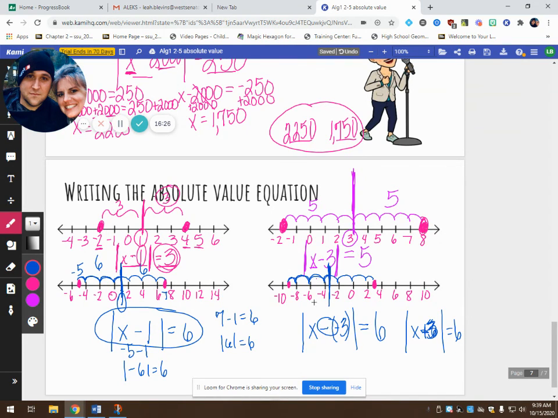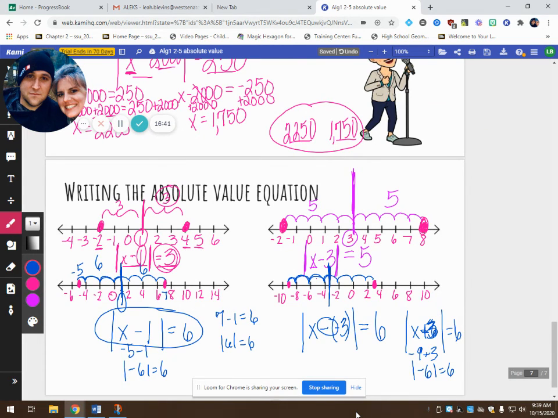Okay, let's plug it in and check it. -9 plus 3 is -6. Absolute value of -6 is 6. It works. Let's try my 3. 3 plus 3 is 6. The absolute value of 6 is 6.